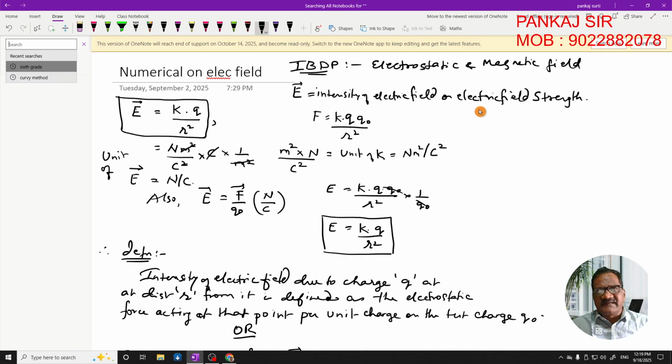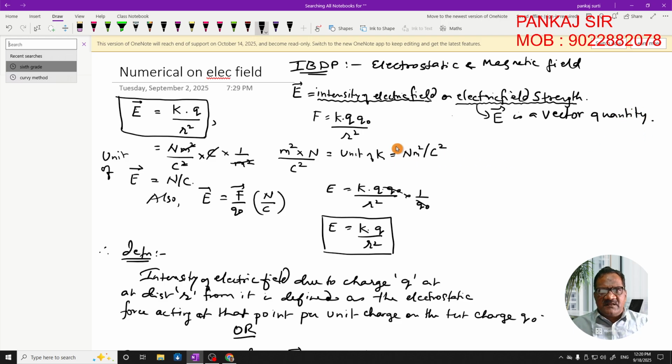So this electric field strength, or the electrostatic field strength, is also known as the intensity of the electric field. Okay, so whether you call it intensity of the electric field or electric field strength, both mean one and the same. It is denoted by capital E with the arrow mark on top of it. That means it indicates that it is a vector quantity. So your electrostatic field strength E is a vector quantity. It means it has a magnitude as well as direction.